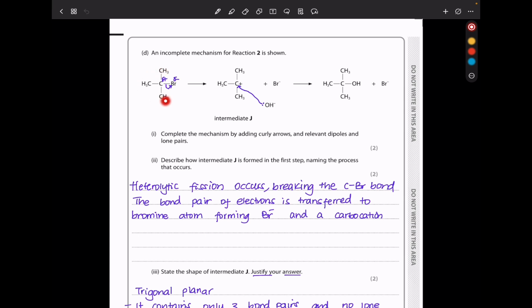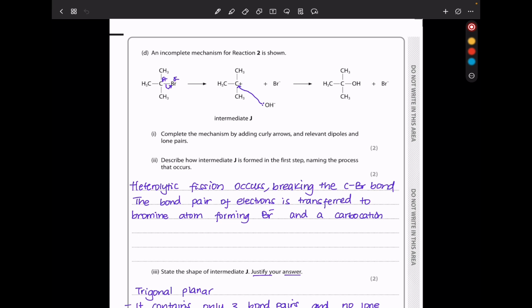This is a tertiary halogenoalkane. It means the Br has to go away first to leave a carbocation. So I put a partial plus, partial minus. The Br breaks away, creating this. And then the hydroxide comes in, donating the lone pair of electrons to the carbocation, producing what we see here.